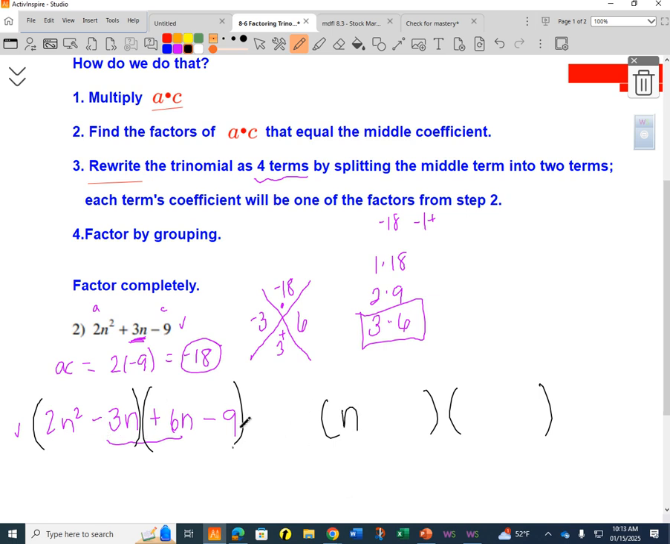Good. What's the greatest common factor for the second group, Kendall? 6n and negative 9. Yes, 3. And it's a positive 3, so plus 3. Now we need another factor. We know we factor 4 terms, so factor the two binomials.